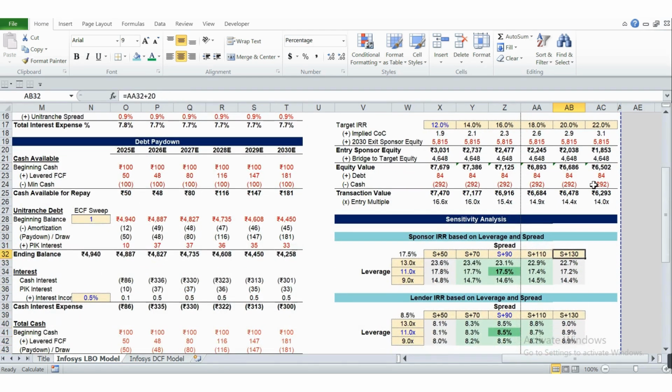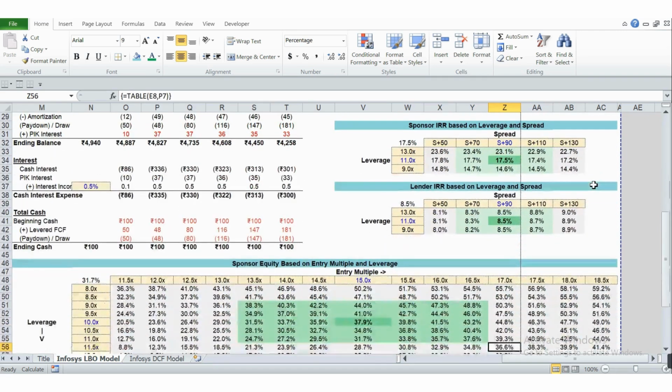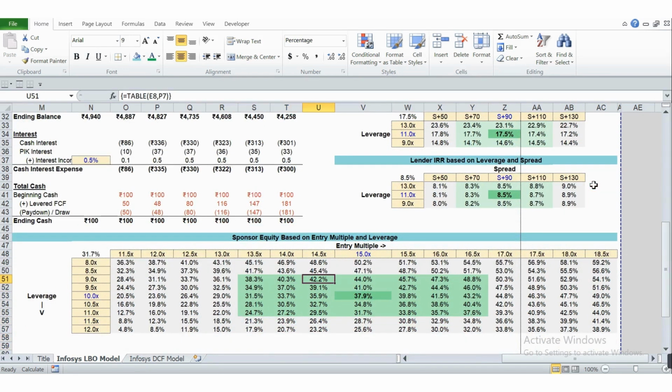Then we have sensitivity analysis, wherein we will be checking the IRR sensitivity based on spread and leverage. Then we have the sponsor equity, based on the entry multiple and leverage. This is the percentage of sponsor equity in the initial total capital.